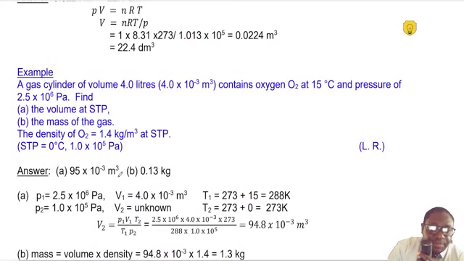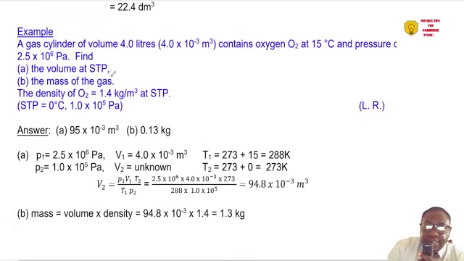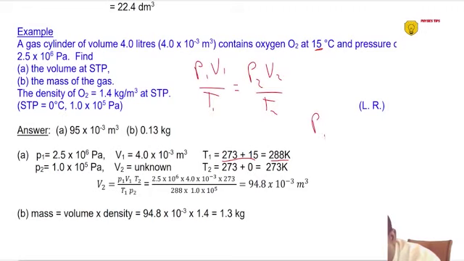The second example: a gas cylinder of volume 4 liters, remember 4 liters is 4 dm cubed, or 4 times 10 to the power of minus 3 cubic meters. It contains oxygen at 15 degrees Celsius and a given pressure. Find the volume at STP, then the mass of the gas as well. So remember to convert this 15 degrees Celsius to kelvins, so that would be 15 plus 273, which gives you 288 kelvins. Now making the volume the subject, P1V1 over T1 times T2 divided by P2.